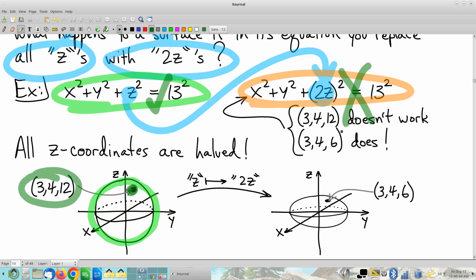Look at the 12. The 12 here was my z. The 12 was supposed to get squared in the arithmetic. When I try to plug it in here, the first thing that happens to the 12 is it gets multiplied by 2. Now it's 24 that's getting squared. A different arithmetic, crash and burn. Of course it didn't work.